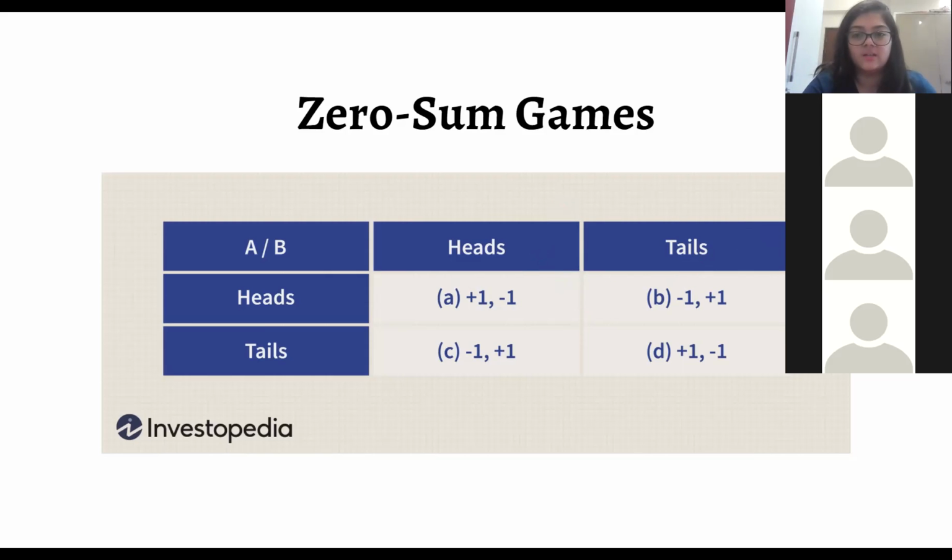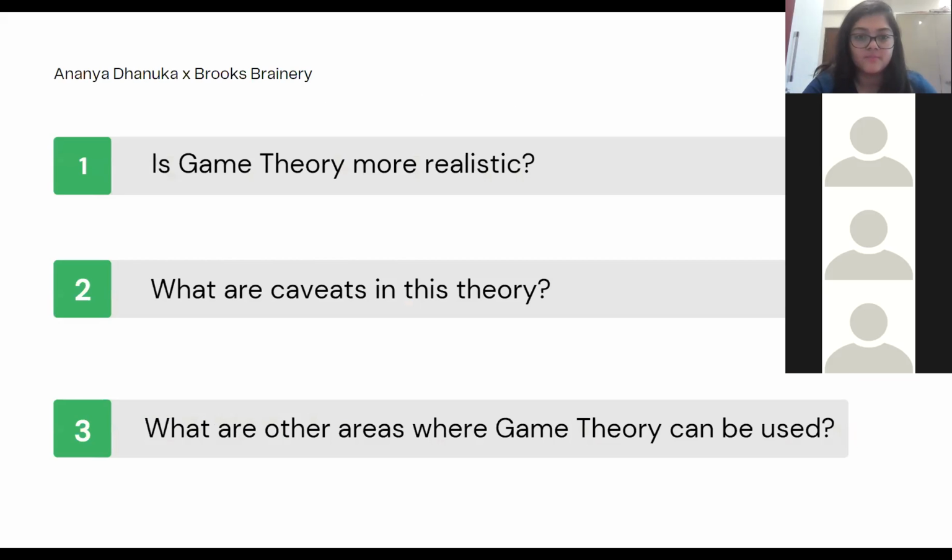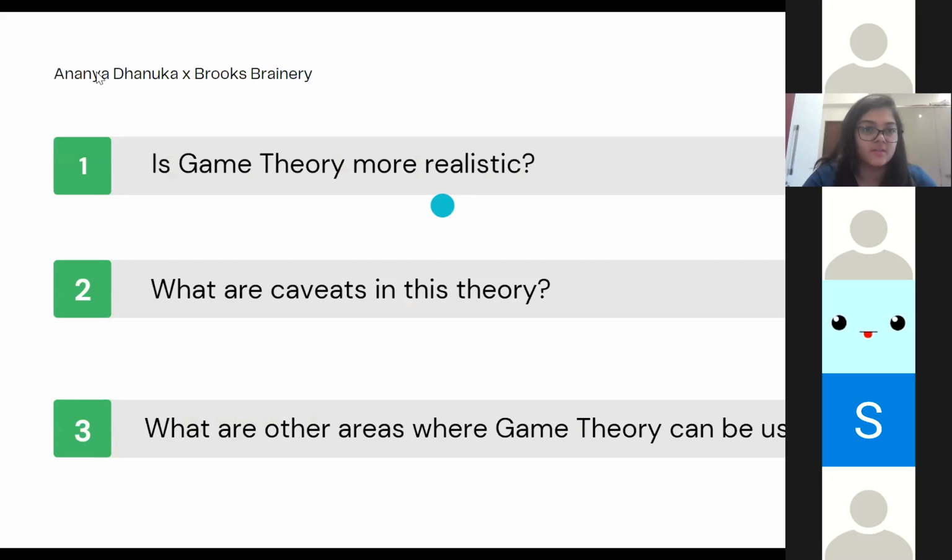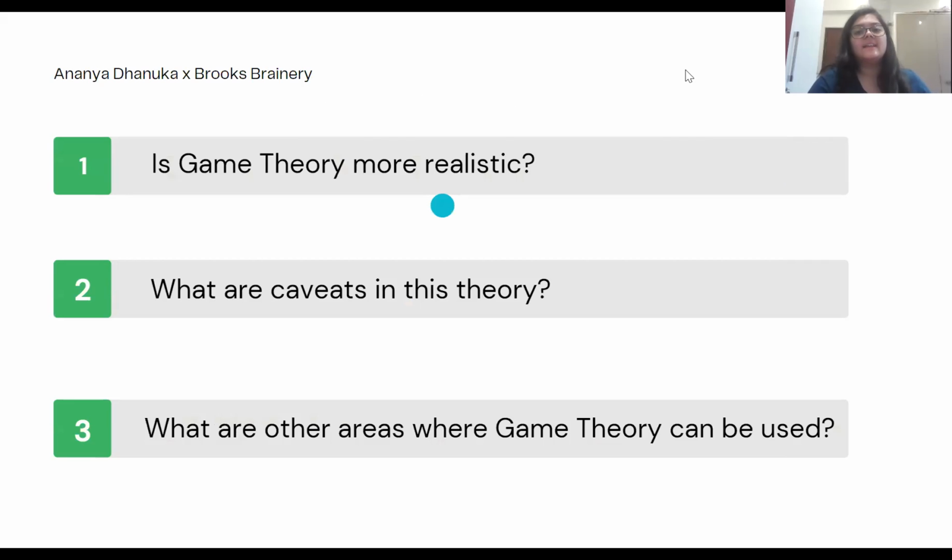It's pretty much outside the purview of what we can discuss. All right, last questions to leave you with. Is game theory more realistic than the maximizing utility stuff we've done? Is it at least incorporating the behavioral aspects of people? The second thing is, what are problems in this theory?